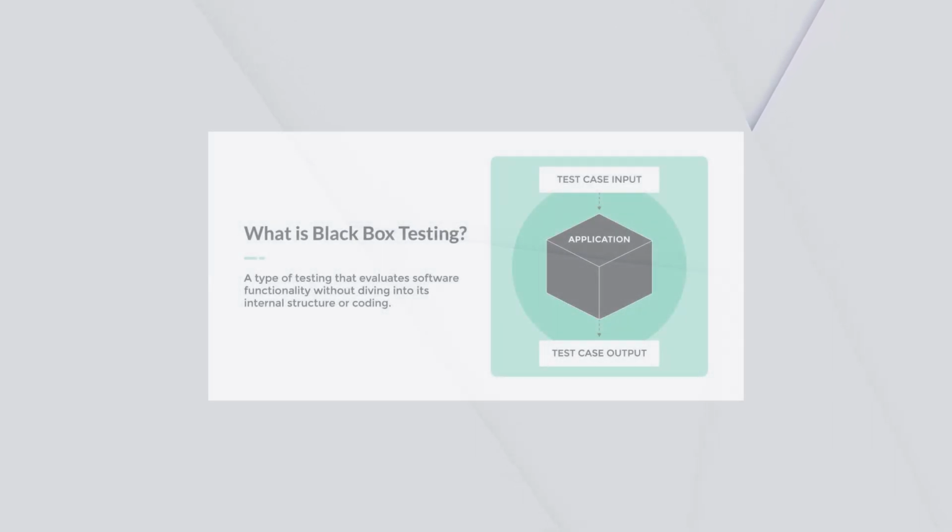Let's start with black box testing. This is where you interact with the system without knowing how it works internally. It's all about testing the input and checking the output. You don't care about the internal code, just the functionality. For example, let's say you're logging into an app. Enter the correct password, access granted. Enter the wrong password, access denied. Or leave it blank, you get an error message.